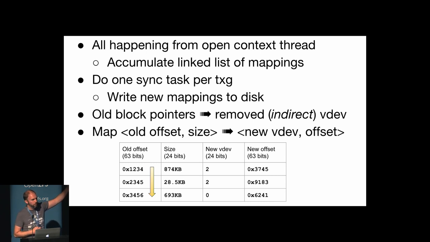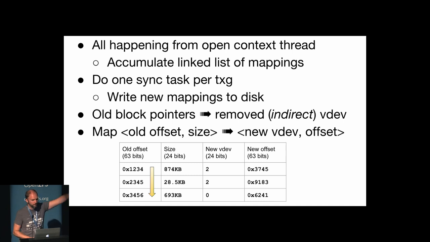It maps from the old offset, the offset on the removed device, and the length, to the new device and offset. I'm showing it here as a table. This is how it's represented on disk and in memory. It's just an array of structs. And critically, it's sorted by the old offsets. So when we want to do a lookup, we can do a binary search because it's already sorted, so we can look up in log n time. Because we're generating the mapping by going through the space maps in offset order, we generate it in this sorted order naturally. So there's no post-processing step needed to sort it.